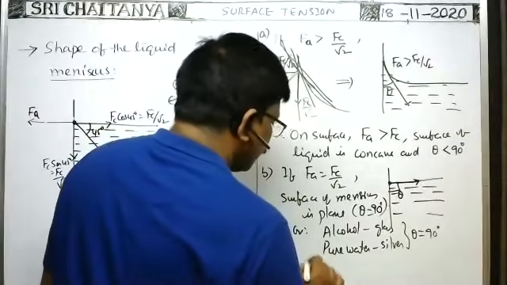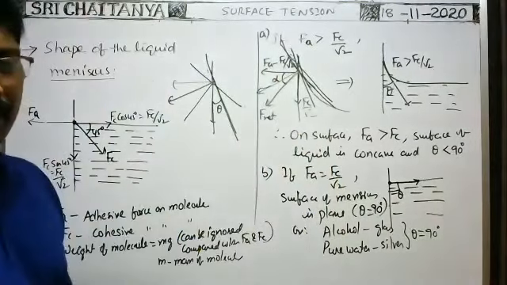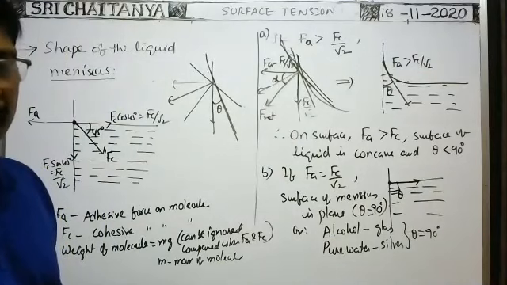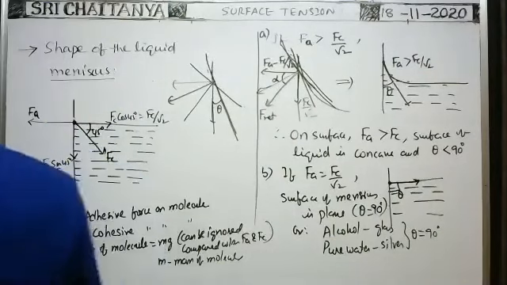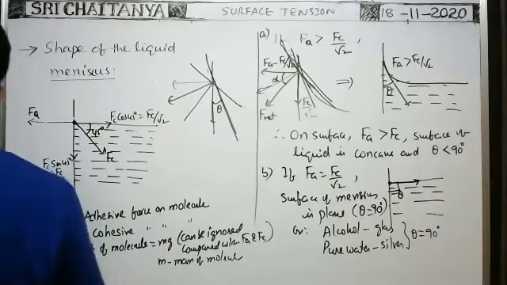So from this it is clear that when temperature increases, the angle of contact decreases due to the decrease of coercive forces. Okay, right. One more example I want to discuss now. Yes, see.